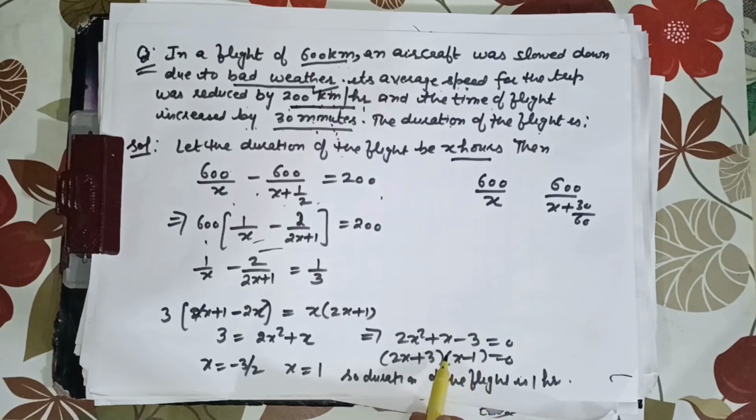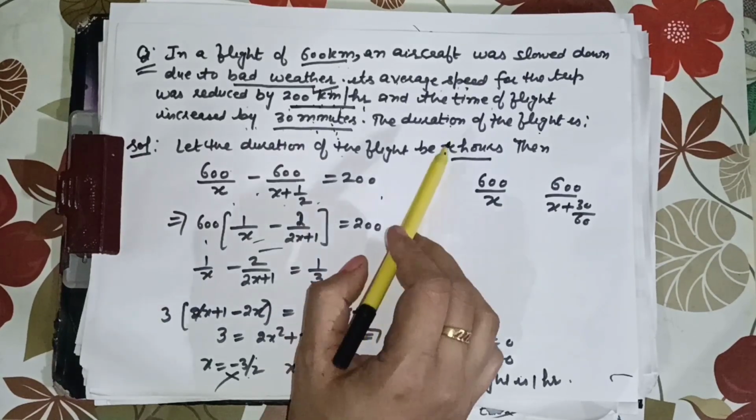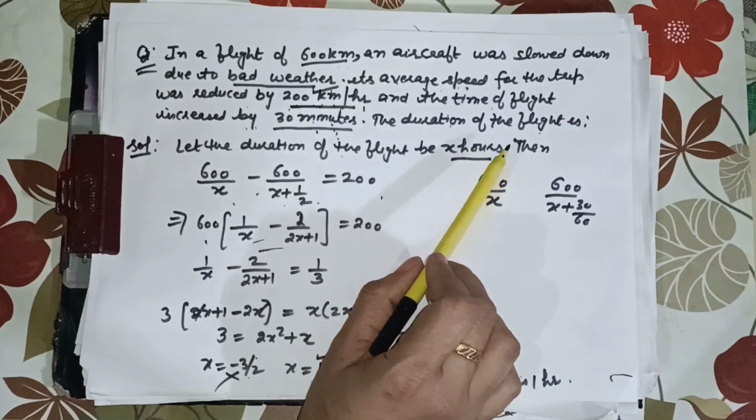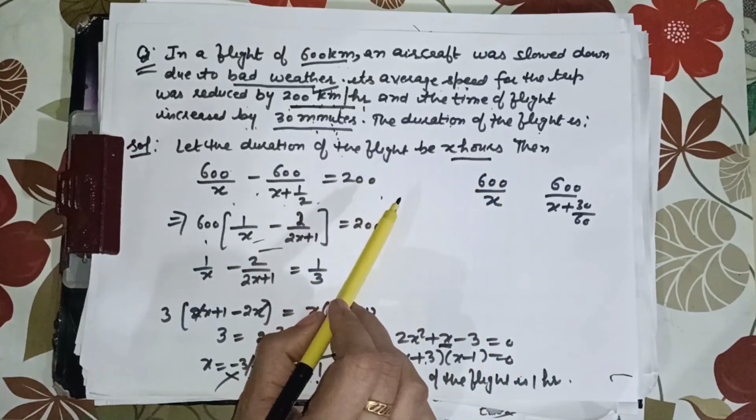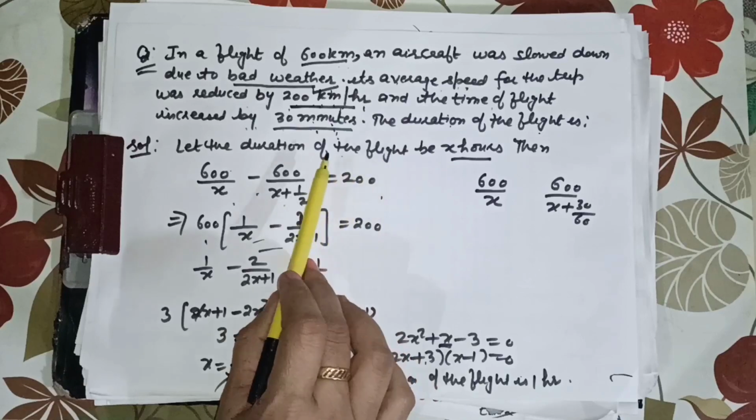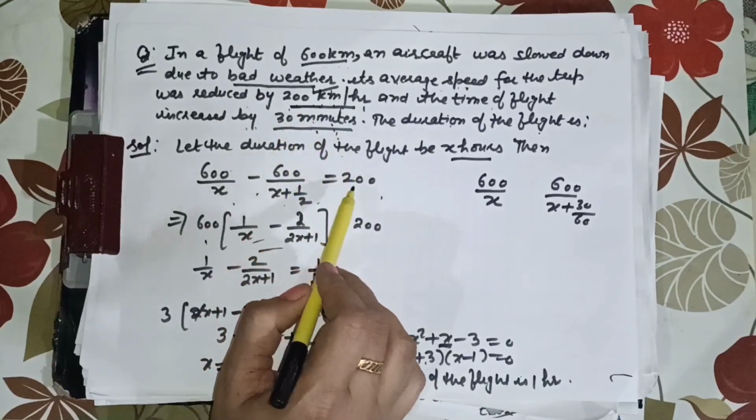I make the factors by splitting the middle term. I am getting 2x plus 3 and x minus 1, two terms. So x is equal to minus 3 by 2 and x is equal to 1. The duration of the flight will be 1 hour because it can never be negative. We reject this value and we have x is equal to 1. So this will be the duration of the flight, because the question is what is the duration of the flight. That means we have to find the time. So here we have compared with the speed.